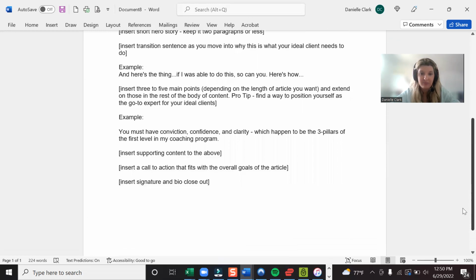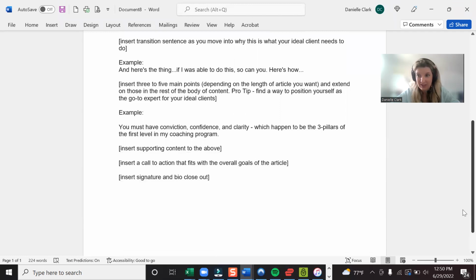And then for this one, I use another example. Just you must have conviction, confidence, and clarity, which happens to be the 3 pillars of the first level in my coaching program. So that could be something. This isn't my coaching program, obviously. This is someone else's, but this could actually work in replacement of what I was saying for those 3 points. So this is where you insert the supporting content to the above. Like, why do they need this? So you can insert some supporting content to explain conviction, confidence, and clarity for those bullet points.